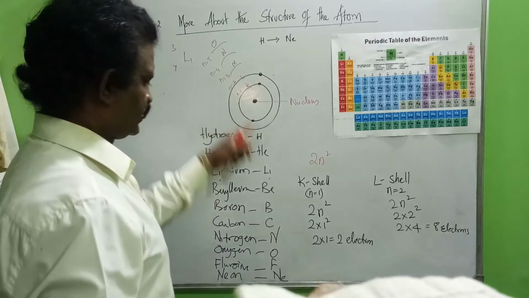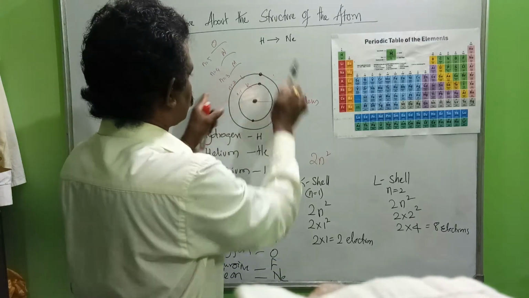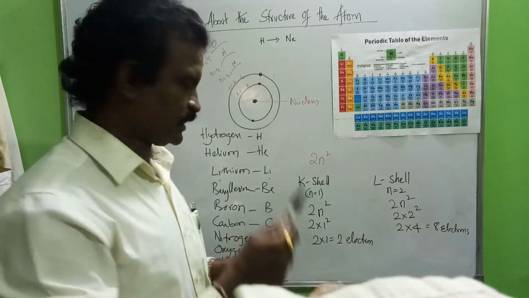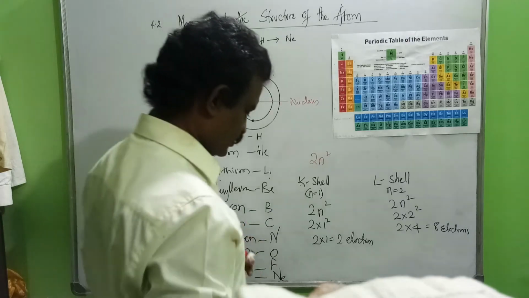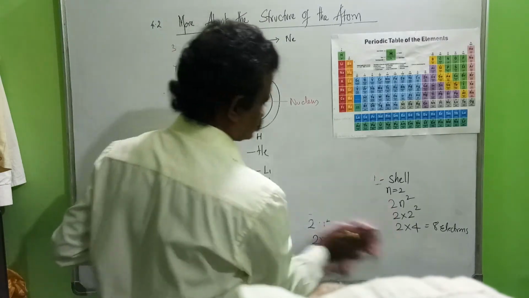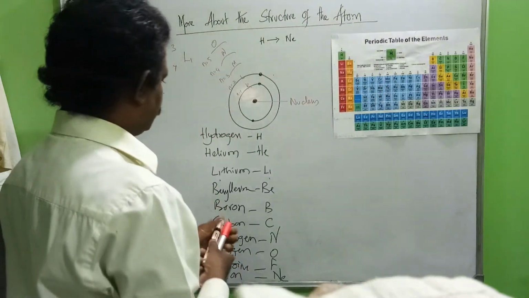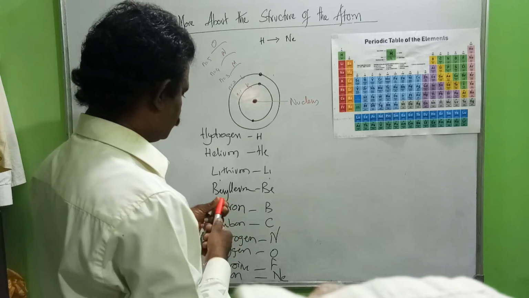Is it clear? Now I have given 1 to 10. For all of these, 1 to 10, you have to draw the electron cloud model and show me in the next class. So I'll show you another two for you, so that it will be easy for you. Now, which one will we do? Beryllium will do. We'll do beryllium.